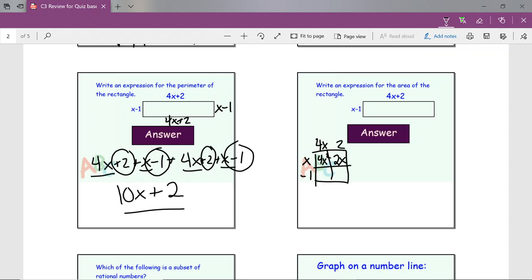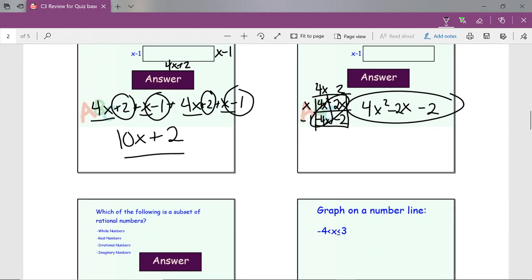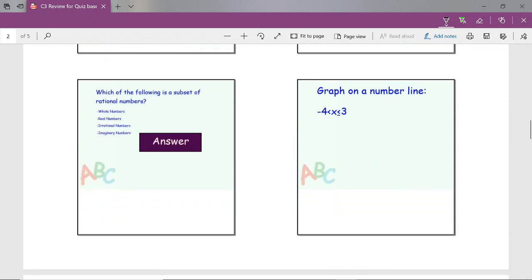4x times -1 is -4x. And 2 times -1 is -2. And then I can add all of these pieces up, but some of them are like terms. 4x squared is not a like term, and negative 2 is not a like term with anything, but this 2x and negative 4x, those are like terms. So I can combine them and get negative 2x, and that's my area. Regardless of what method you use, you should come out with that area.